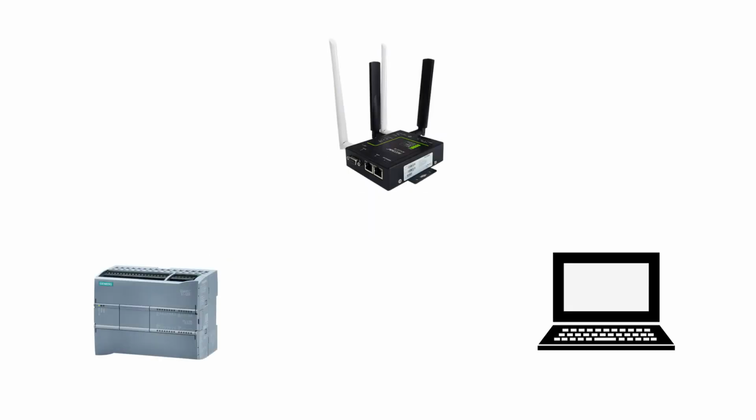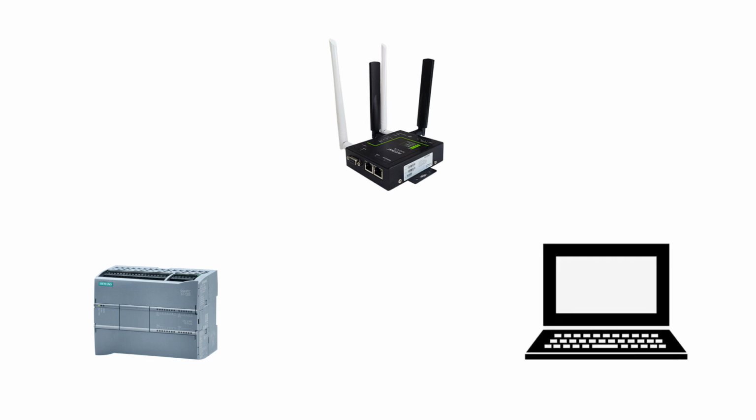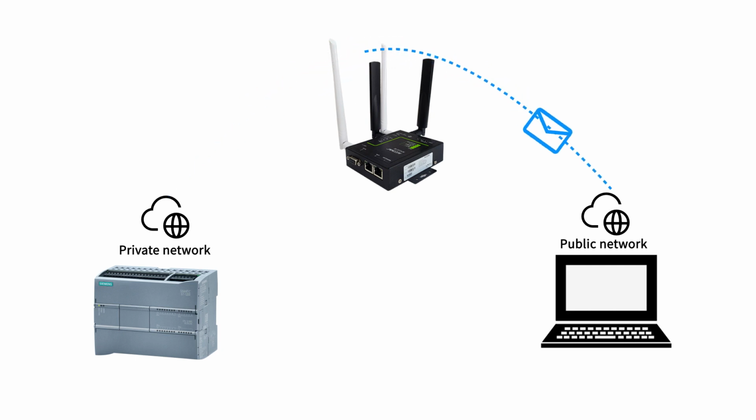First of all, we will set up a simulation environment. The equipment we need includes a network gateway, a PLC, and a computer. What we will do today is to program our gateway in a way that our computer from a supposedly public network will access the network switch in a private network using a public IP address.